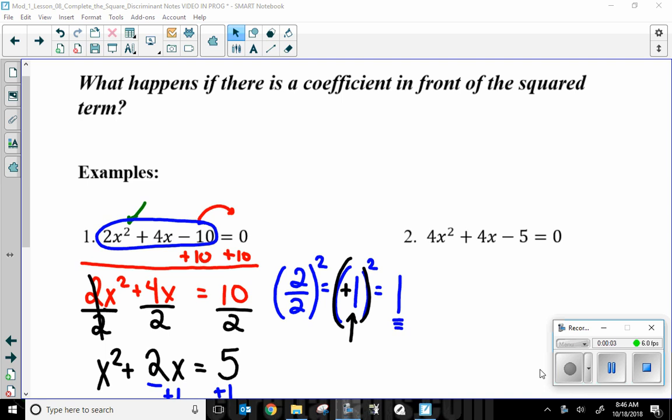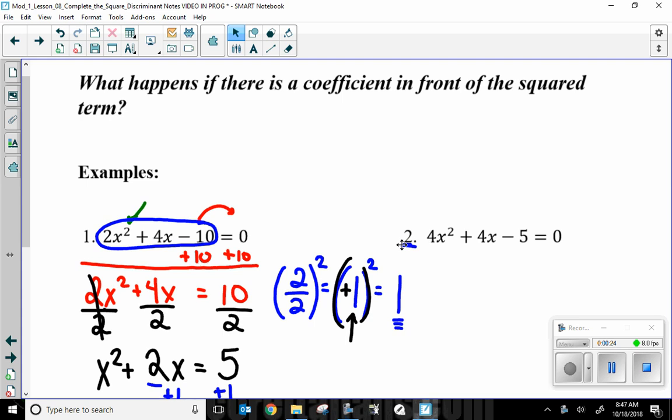Welcome to Unit 1, Lesson 8. This is the second video. We are continuing the first video for Lesson 8, and we left off right here with example number 2 for completing the squares.